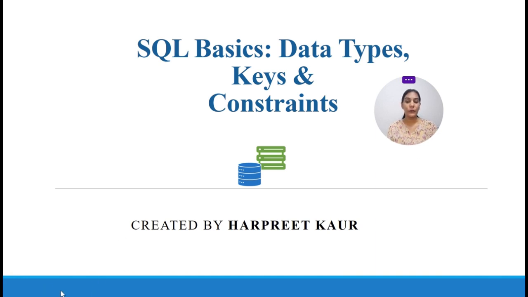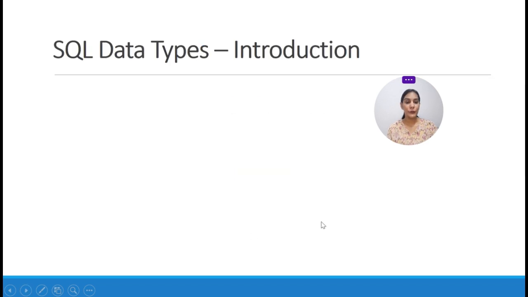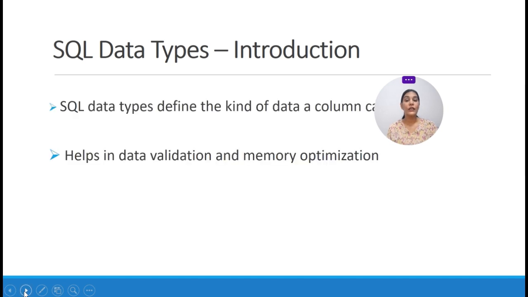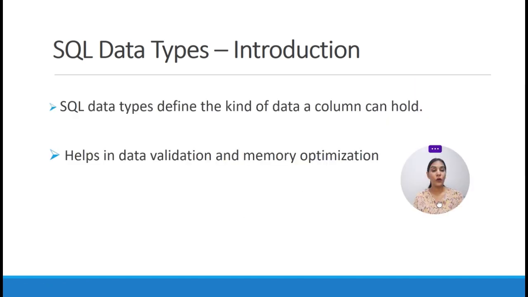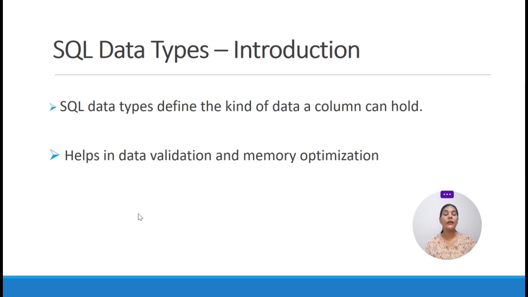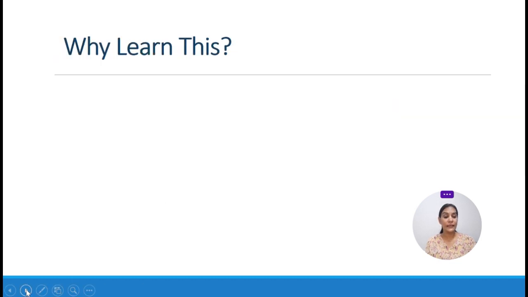First of all, I will let you know what is data type. Whenever we have to put something in our attribute, it should be defined what its type is. What kind of data a column can hold is called a data type, and it helps us with validation and memory optimization. Next, we will learn why it is important.